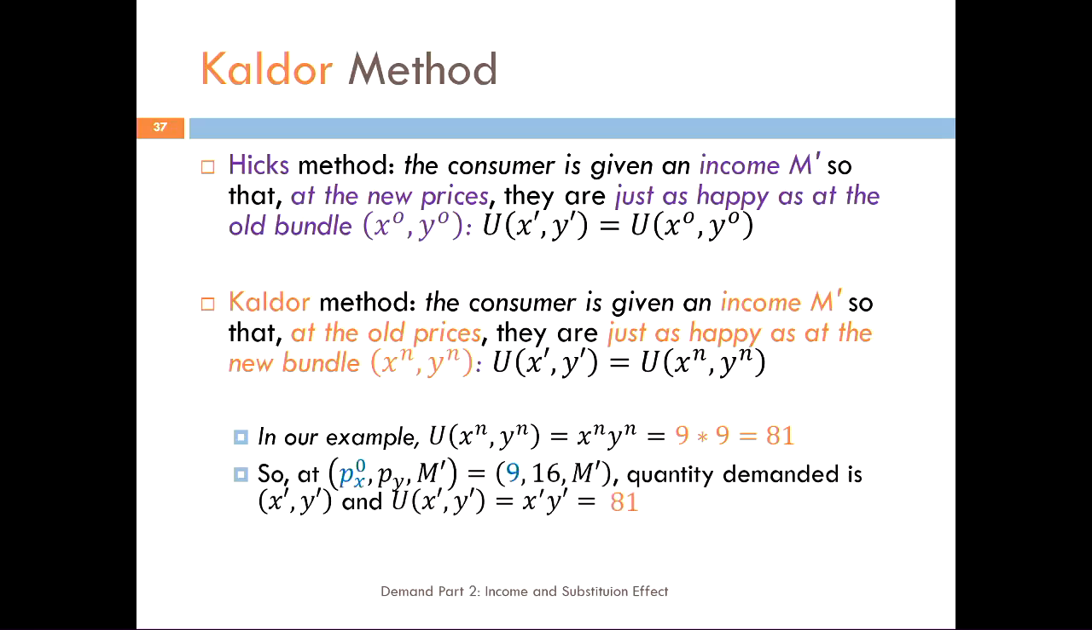Again, old prices, so we're using the price of X is 9. We're going to give them an income of N prime such that when they pick the most preferred affordable bundle, X prime, Y prime, it will give them the same utility as the new bundle.